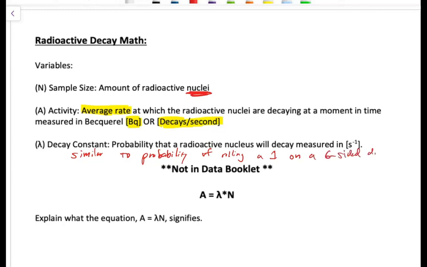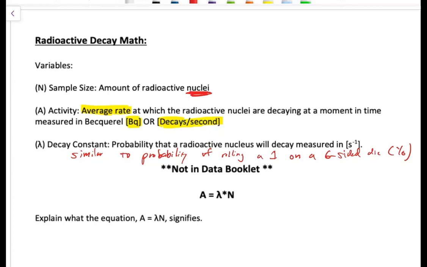And what would that be? Well, it's 1/6, right? So if you roll a 6-sided die over and over and over, you have a 1/6 chance of getting it. So this is a probability, because radioactive decay occurs kind of randomly and through probability.